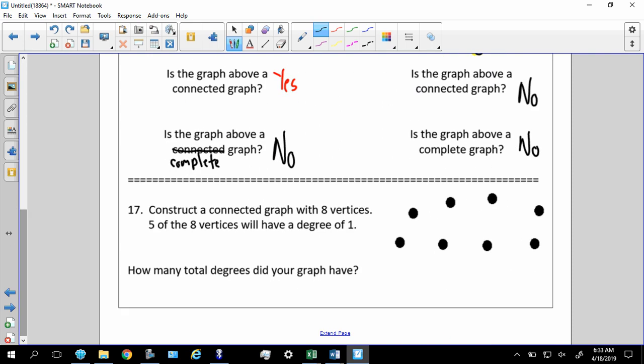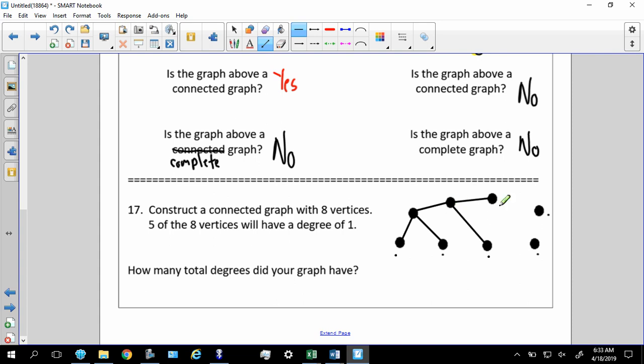All right, construct a graph with 8 vertices, 5 of the vertices with degree of 1. What I told students is go ahead and pre-select what my degree of 1s will be. Those are 5 right there. And then I'm just going to connect everything else at random. There we go. So I just drew it. 5 of the vertices have a degree of 1.